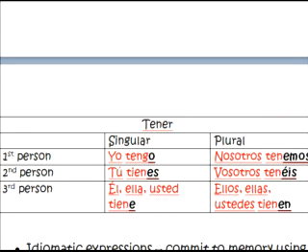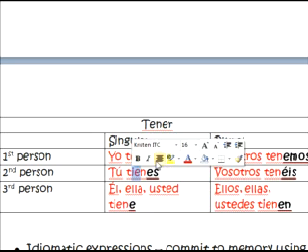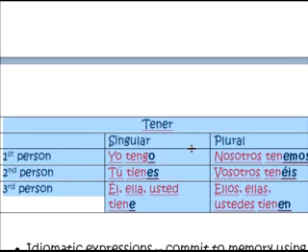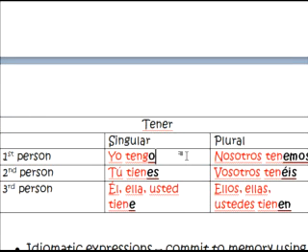And then finally, on page 66, is the verb tener. Tener means to have. It is slightly irregular in that it has a stem change. Stem meaning the inside part. Tengo, I have. Tú tienes, you have. Él tiene, ella tiene, usted tiene.